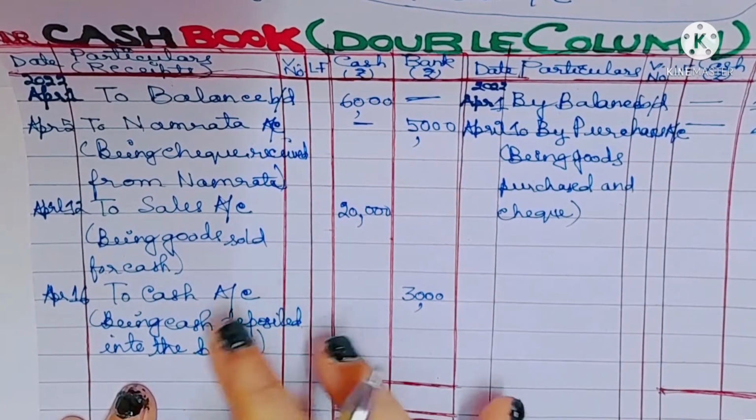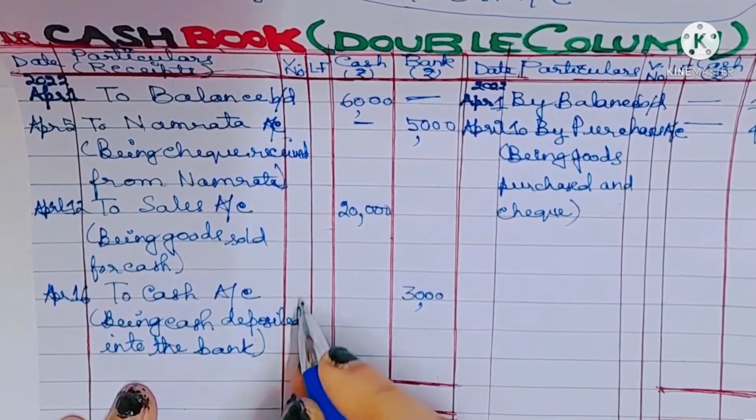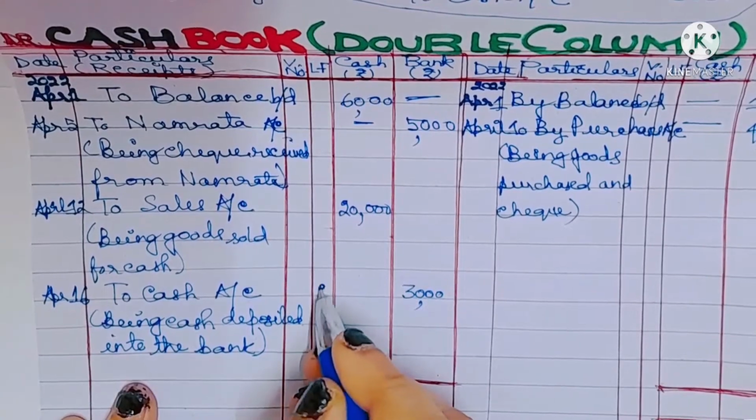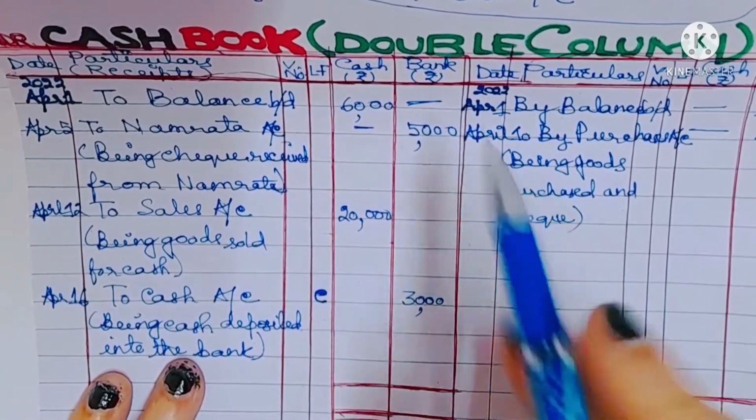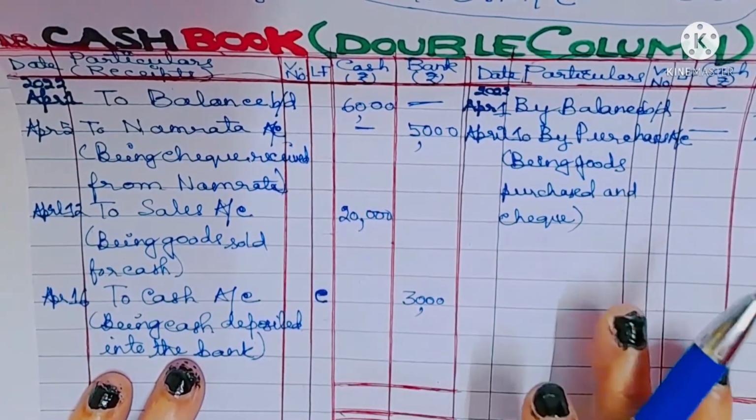Contra entry debit side hobe, credit side hobe. So we'll have to write C in the ledger folio column. Okay? Only there are two contra entries, bank account to cash account or cash account to bank account.